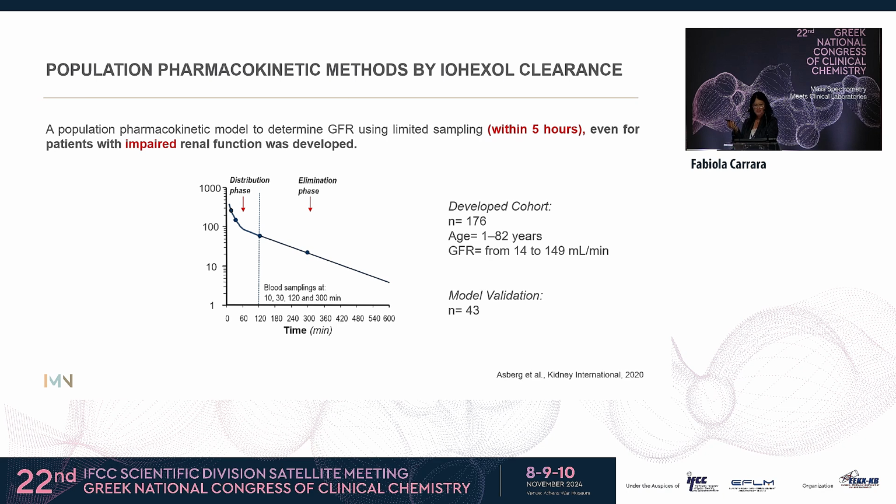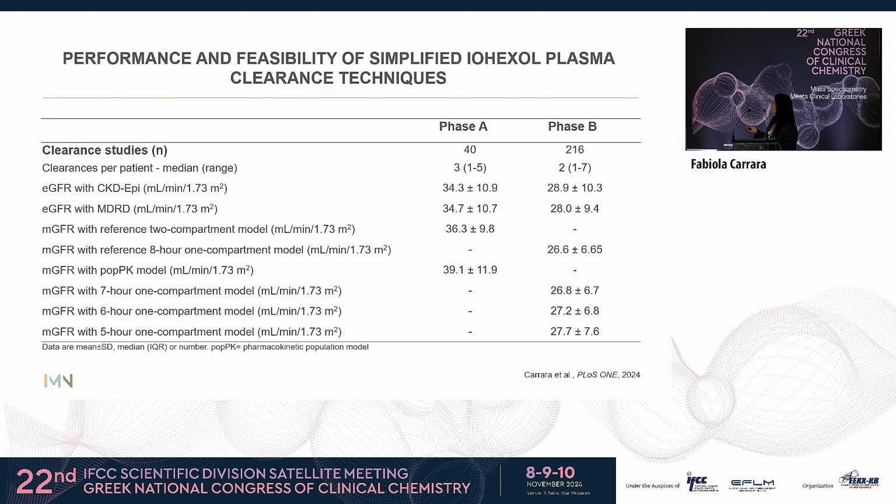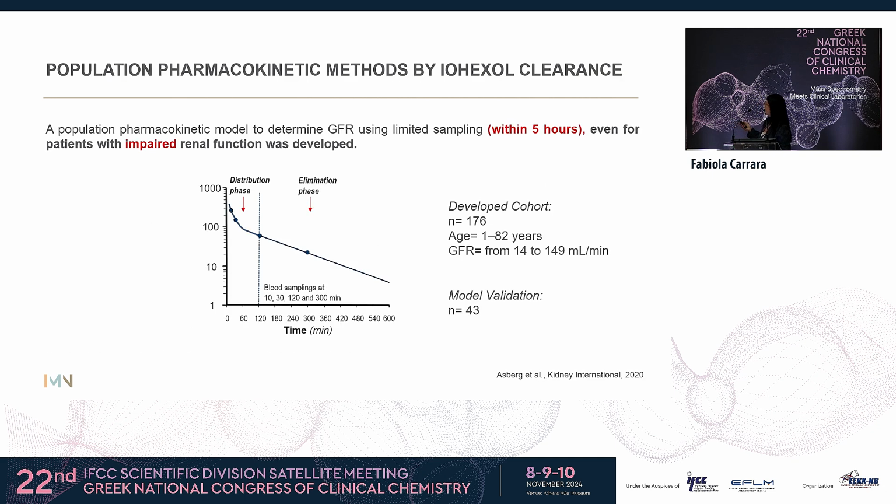However, recently, researchers developed a population pharmacokinetic model to determine glomerular filtration rate using limited sampling within 5 hours, even for patients with impaired renal function. They collect 2 samples before and 2 samples in the elimination phase. A very small number of blood draws, compared to us. So we tried their performance, taking advantage of the fact that we have the full pharmacokinetic profile, because they collect before.